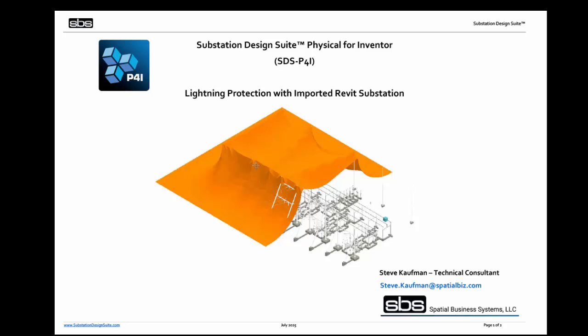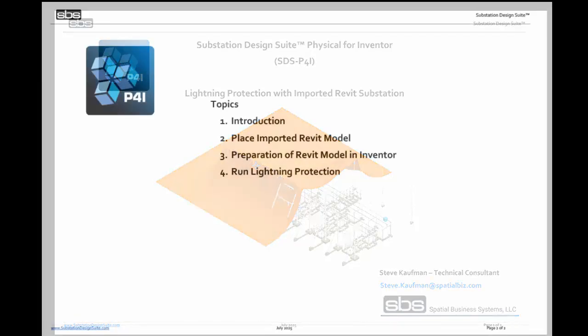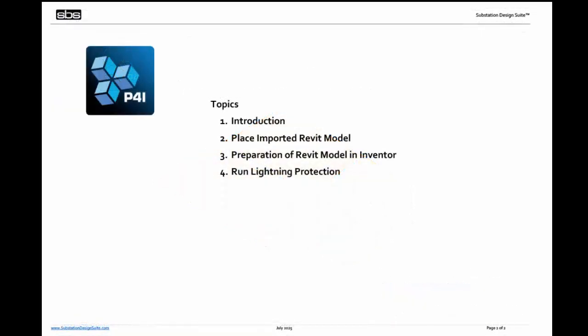We'll be showing P4I lightning protection with an imported Revit substation. We'll import the Revit substation using normal Inventor methods and show the linking between the two models. We will then show the preparation of the imported Revit model for lightning protection and run lightning protection tools. We'll add shield wire as well and show the difference with shield wire and no shield wire.